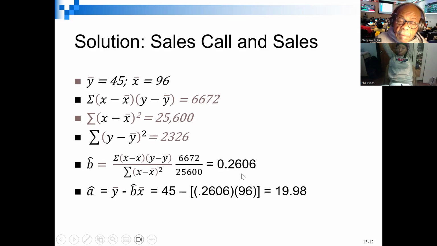And I say for every 4 calls, because for each additional call, they're selling 0.26, but you cannot sell 1/4 of a copier. So that means that the salesperson would have to make approximately 4 calls in order to have a chance to sell 1 copier.